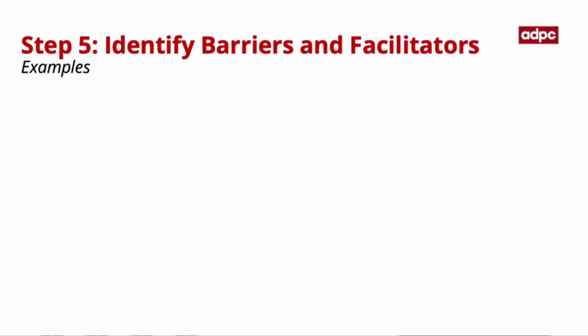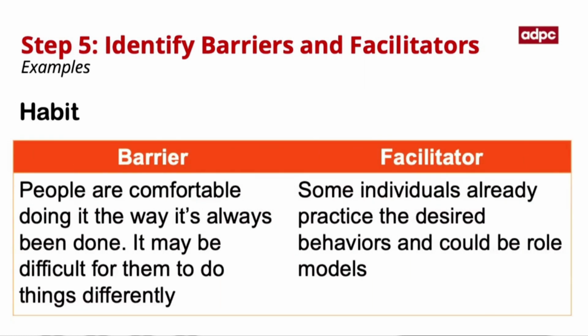Let's look at some examples. If you're trying to affect a habit, one of the biggest barriers you could face is that some people are very comfortable doing things the way they've always been done. It may be very difficult for them to do things differently. However, there might also be individuals who already practice the desired behavior, and they could be used as role models to help encourage others.